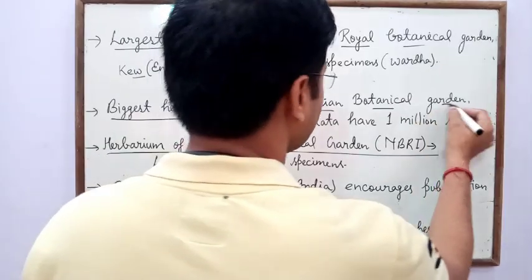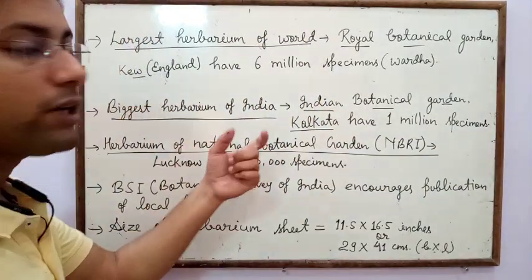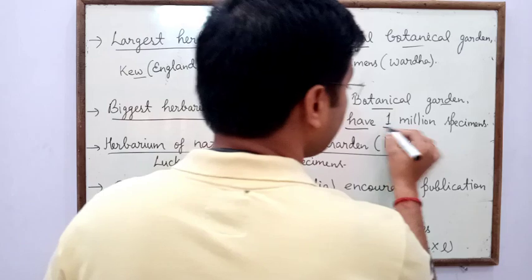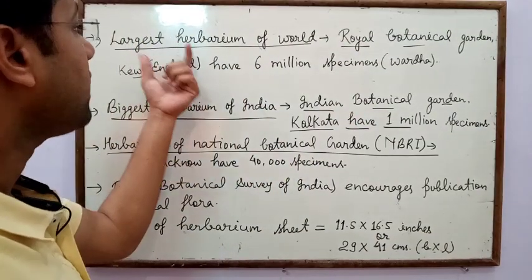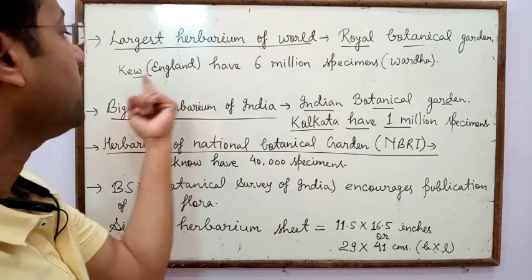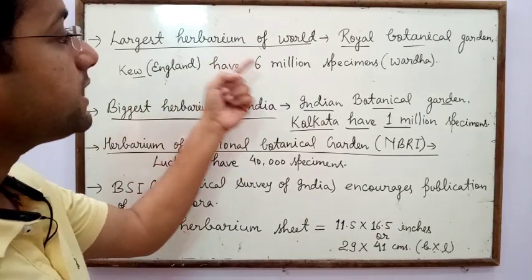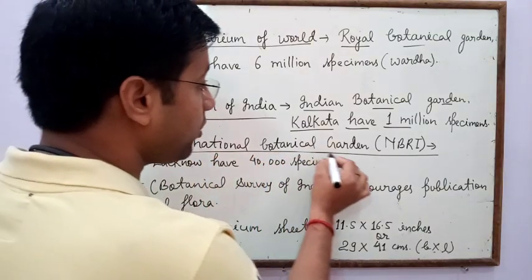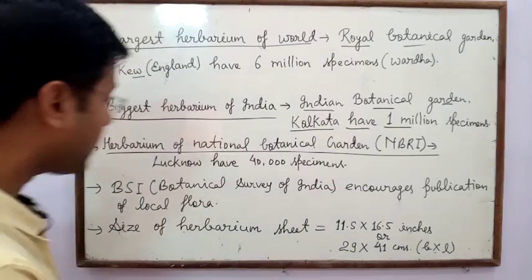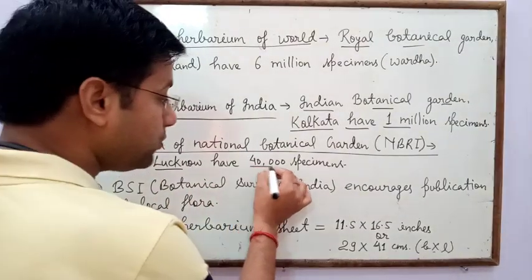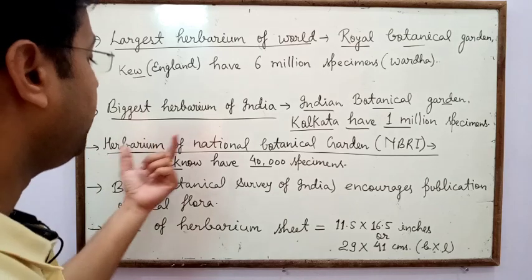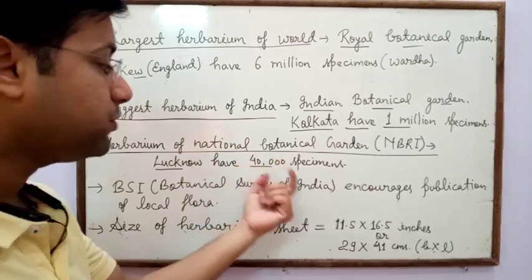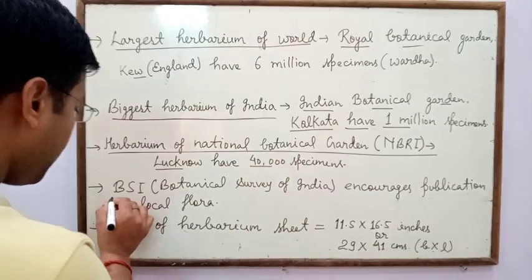The biggest herbarium of India is the Indian Botanical Garden, Kolkata, which has 1 million specimens, while the largest herbarium of the world is Royal Botanical Garden, Kew, England, because they have 6 million specimens. The herbarium of National Botanical Garden, that is NBRI, Lucknow, has 40,000 specimens.